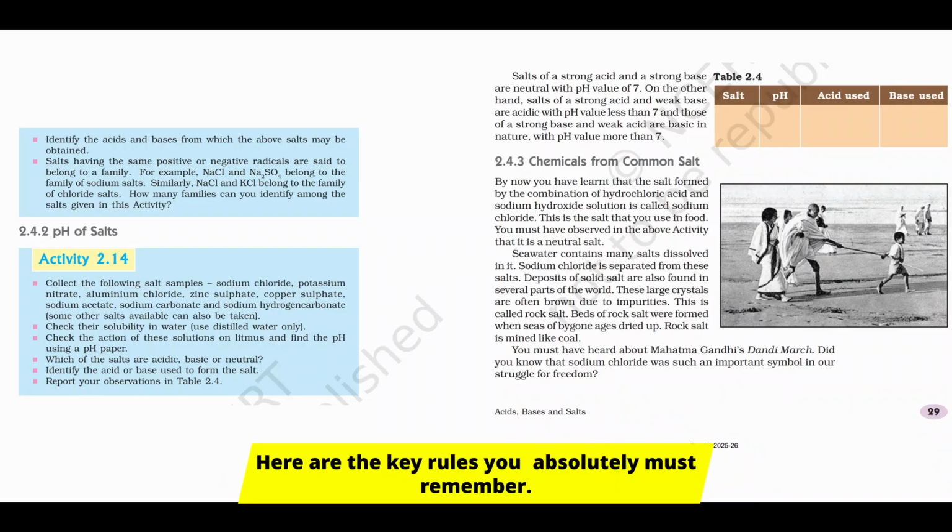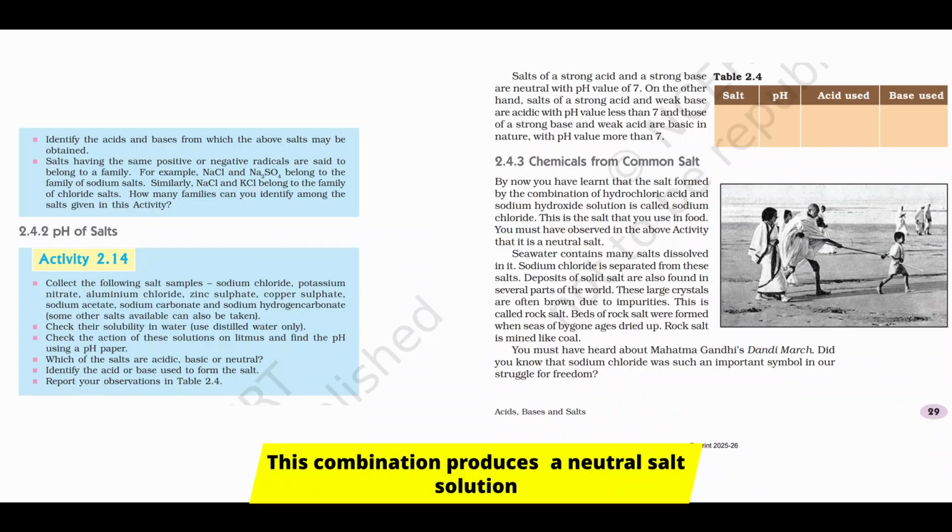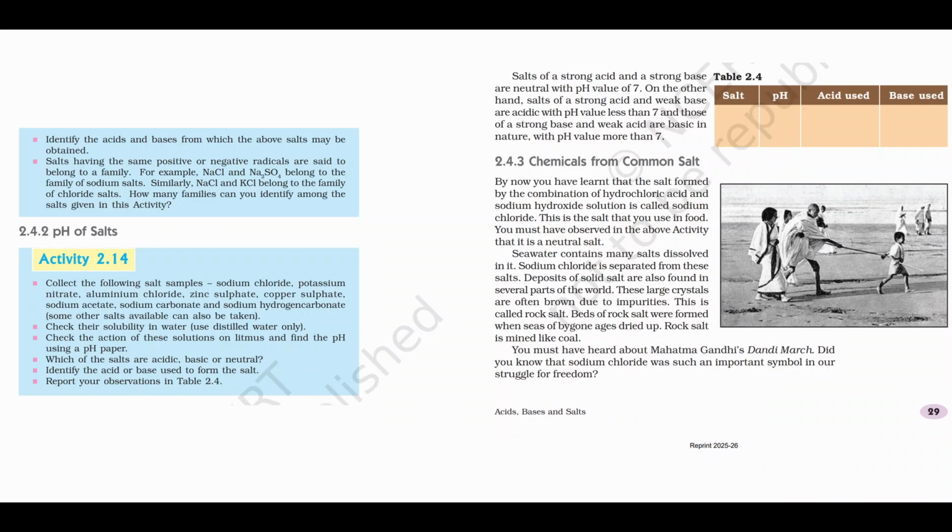Here are the key rules you absolutely must remember. 1. Salt of strong acid plus strong base. This combination produces a neutral salt solution with a pH of exactly 7. Example, NaCl from strong acid HCl plus strong base NaOH, or KNO3 from strong acid HNO3 plus strong base KOH.